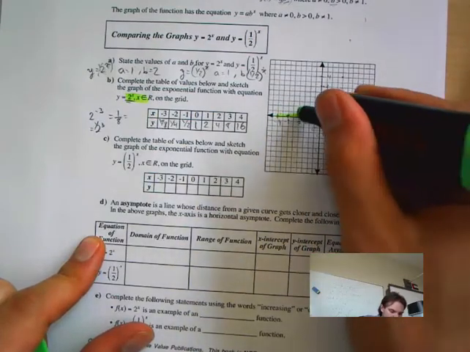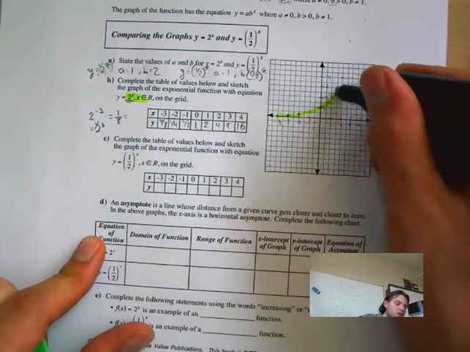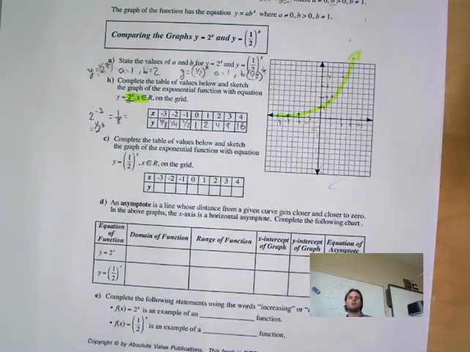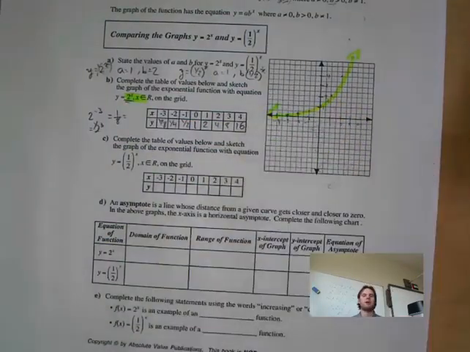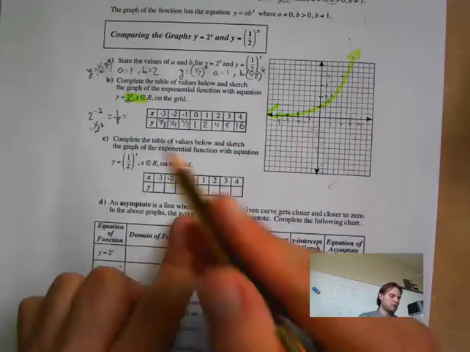Because I have more than one graph on the same grid, so I'm just going to color code it like that, so I know it goes forever that way and forever that way. Okay. Let's take a look at this one.